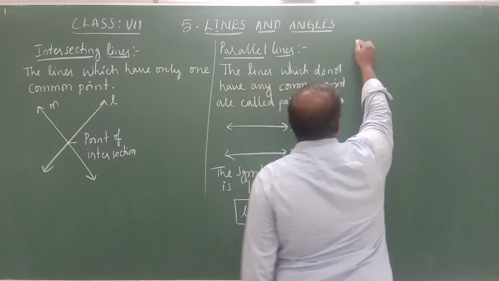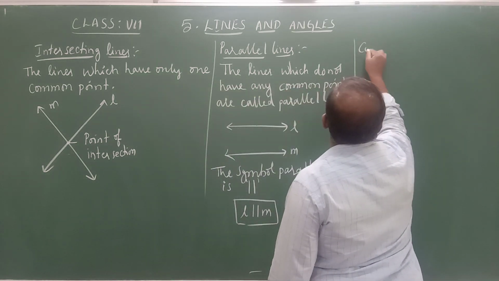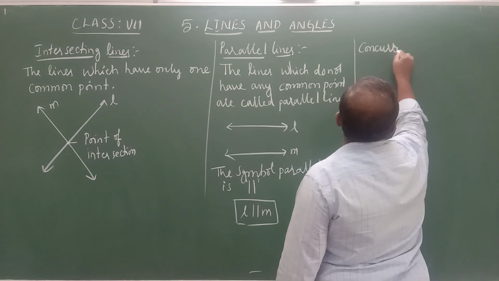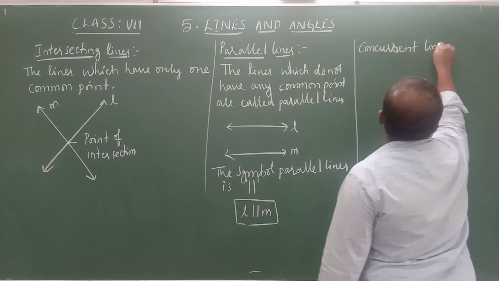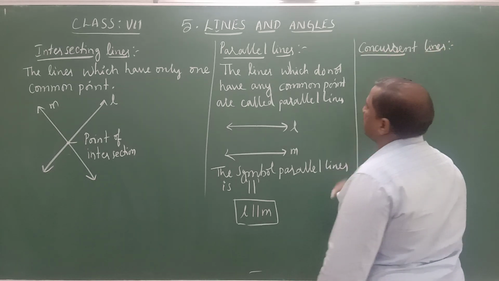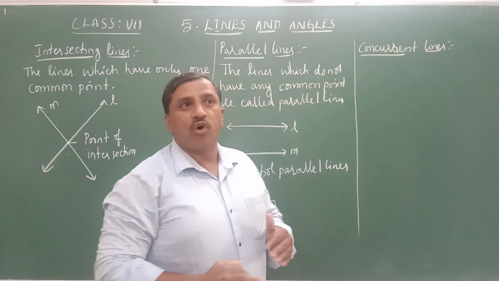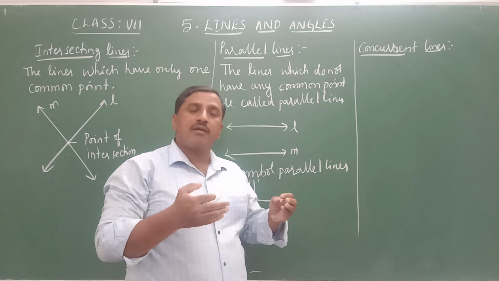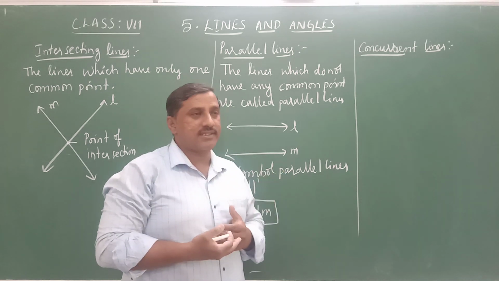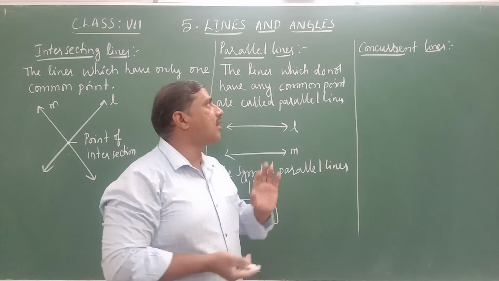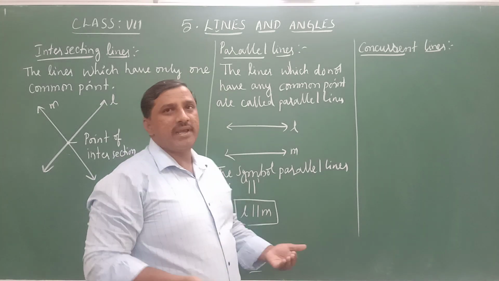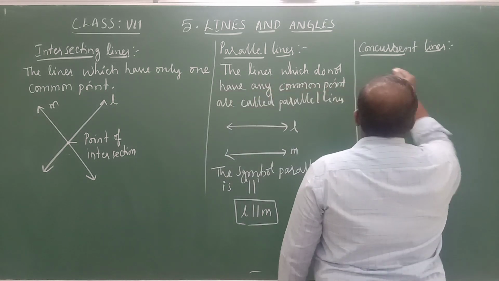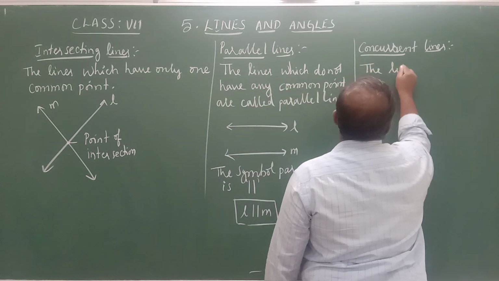Next we will discuss concurrent lines. What are concurrent lines? Two or more than two lines which intersect at one common point are called concurrent lines. Here, two lines we particularly call intersecting lines, and more than two means three or more lines which intersect at one point.